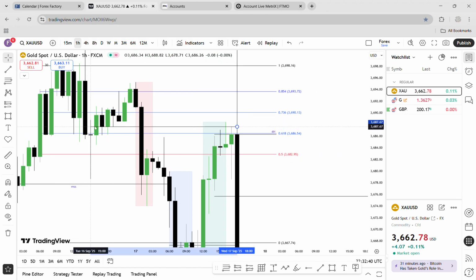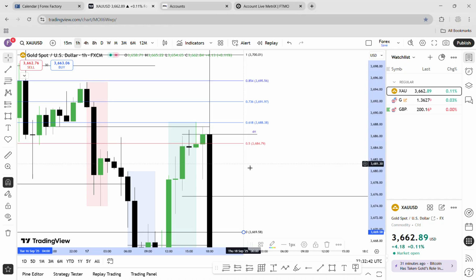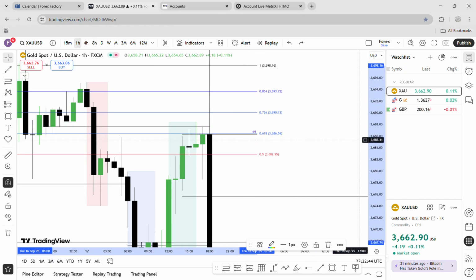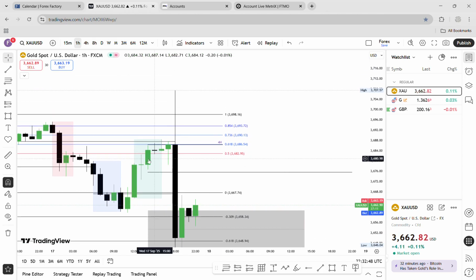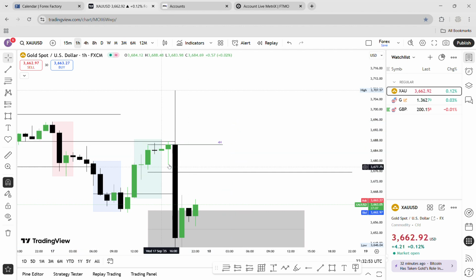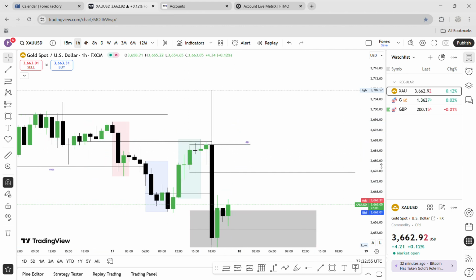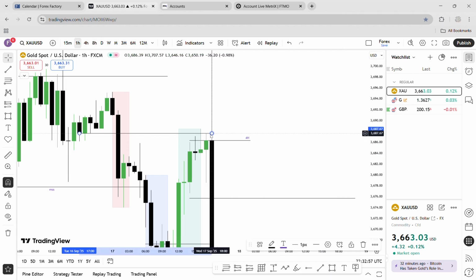Look at that 1 hour. Look at that. Oh my God. Look at the 1 hour. So now it means that, let me take out the fib first. Here was the time price hit the level, right?